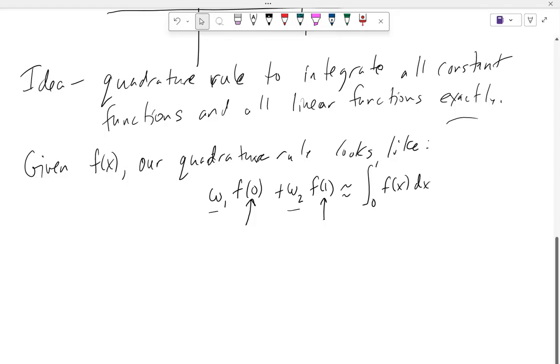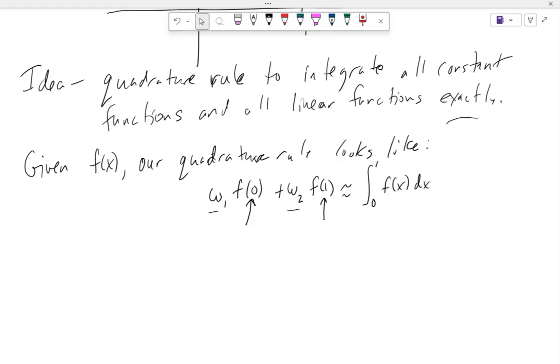All right. Now again, we want this to integrate all constants and all linear functions exactly. Well, what 2 functions in particular can you use to generate every constant and every linear function? There's 2 very specific functions that you can use to generate any ax plus b. What 2 functions can you use? 1 and x, right? Something times 1 plus something times x generates all polynomials of degree 1.